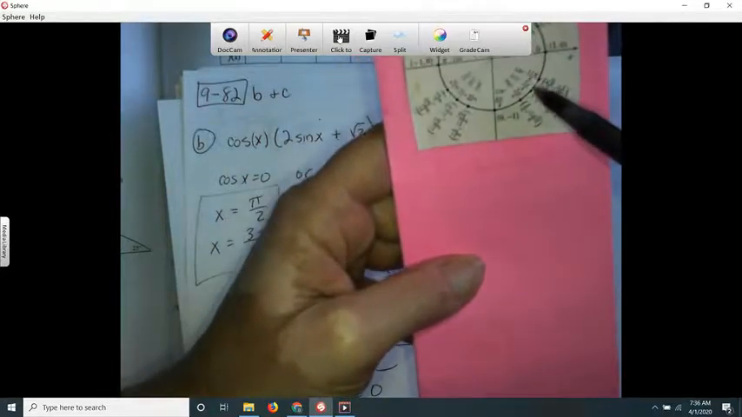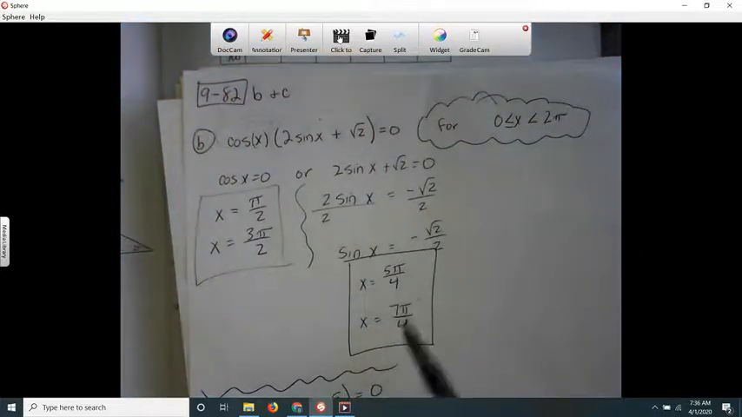I know you can't see this, but you can look on your own unit circle. Sine of theta is negative root 2 over 2 at 5 pi over 4 and at 7 pi over 4. I know you can't see it, but look at your own unit circle. And that's it. Those are the only places on the unit circle where sine of theta is negative root 2 over 2.